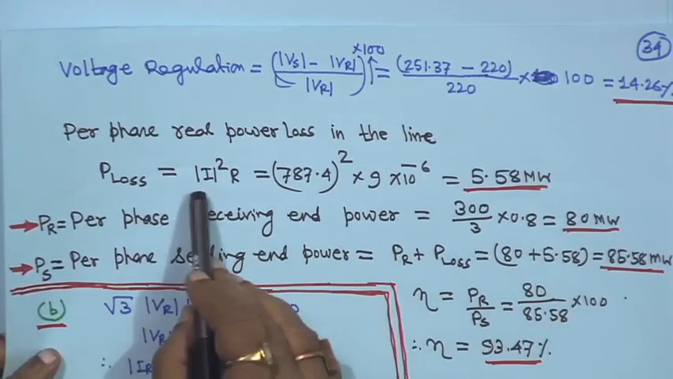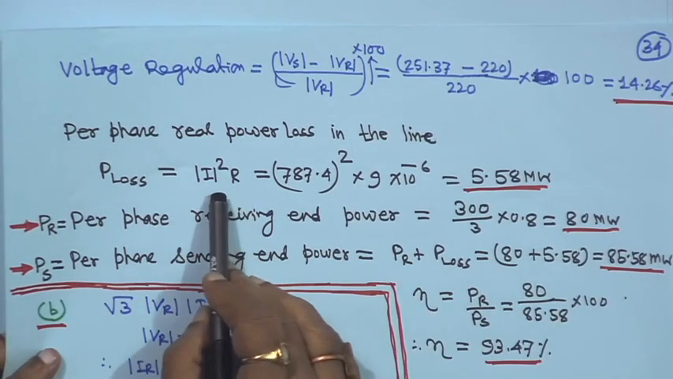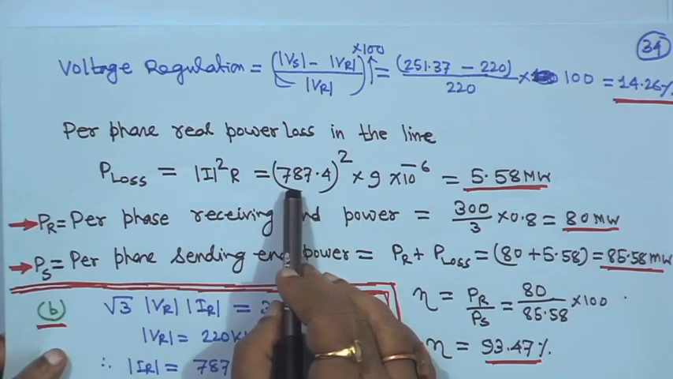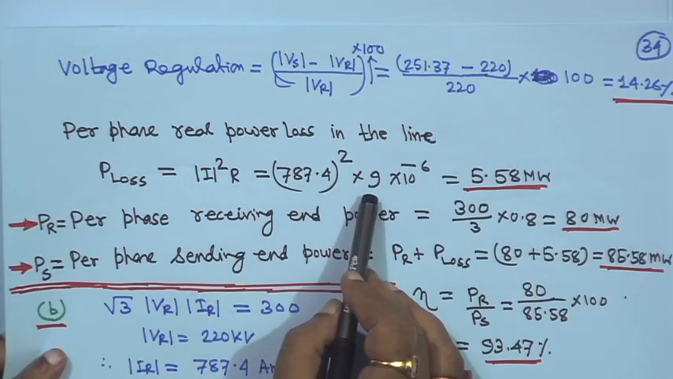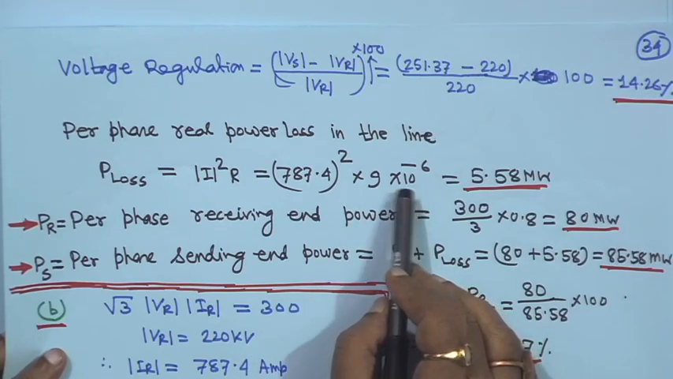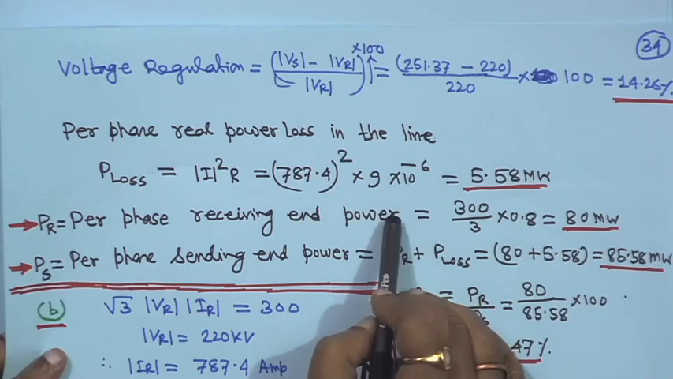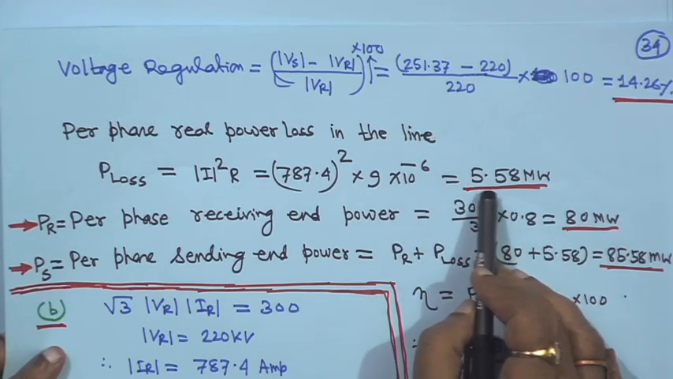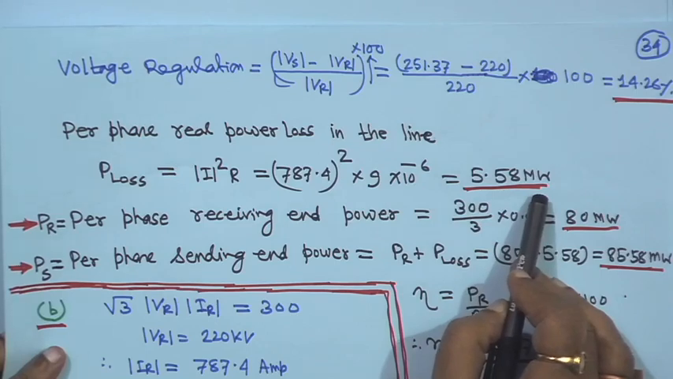Now power loss is equal to current squared into R, magnitude I squared into R. That means 787.4 squared into 9, into 10 to the power minus 6, because we have converted to megawatt; this is in watts, divided by 10 to the power 6. So, into 10 to the power minus 6. We have converted to megawatt, and this becomes 5.58 megawatt.